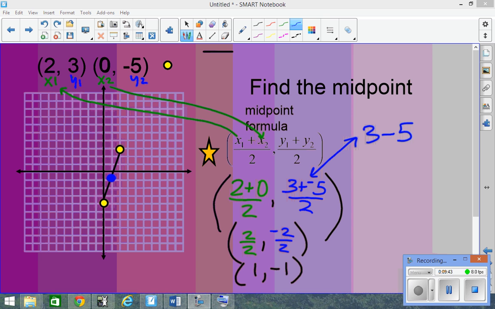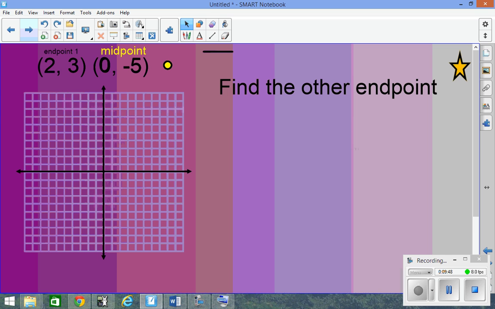Okay, so let's try one more type of problem that you're going to be given, which is when you're given one endpoint and the midpoint, and you're asked to find the other endpoint. So in other words, you've got this point here, and it continues on past this point somewhere. Okay, it's continuing on past that point somewhere, but we don't know where it is.